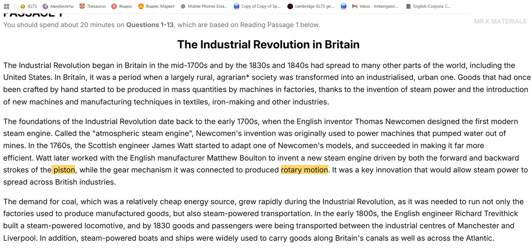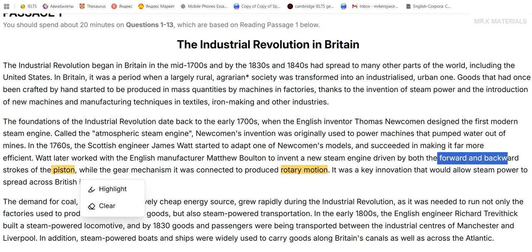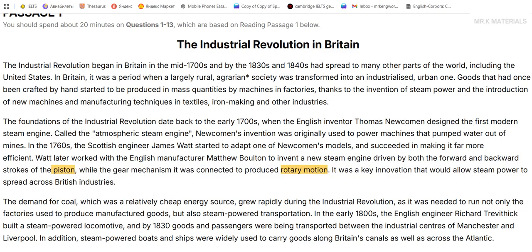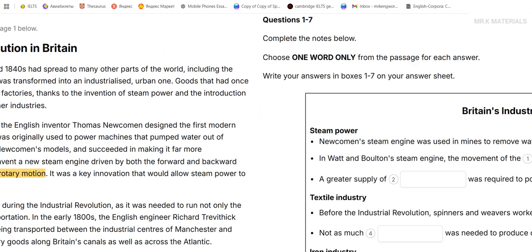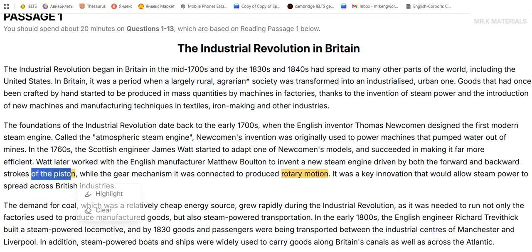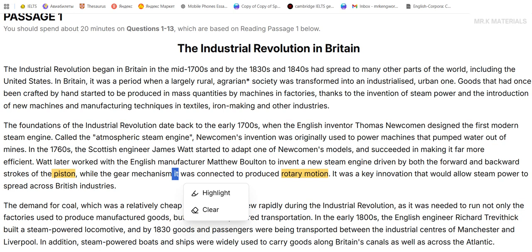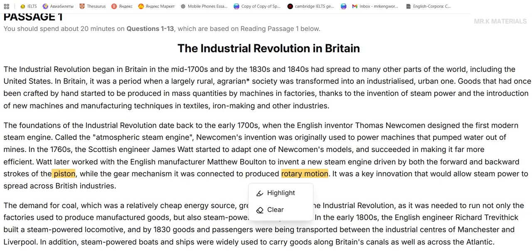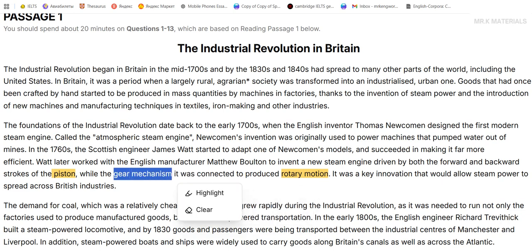Okay, let's see. Can I choose piston? Okay, we have forward and backward strokes. It sounds like movement, right? Movement of piston. So it's like forward, backward, of piston. Kind of fits. The gear mechanism it was connected to. So when I say it, it's a reference. I'm talking about the last noun. My last noun here is piston. So what was it connected to? It was connected to the gear mechanism. The gear mechanism piston was connected to, basically. So it fully fits. The answer should be piston without any doubts.